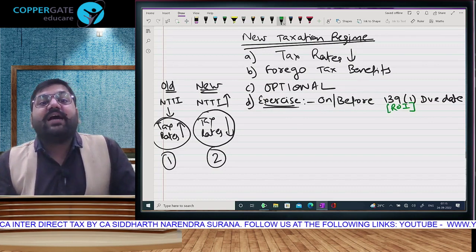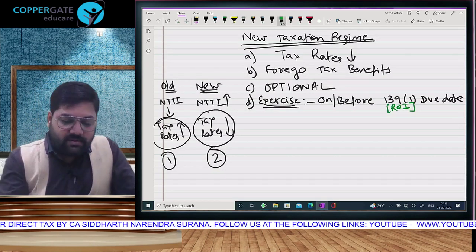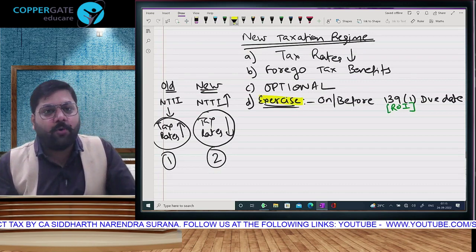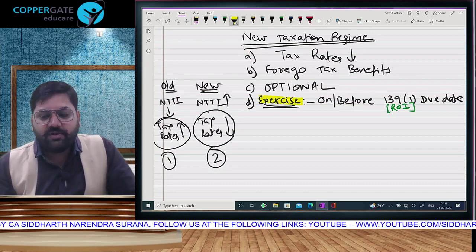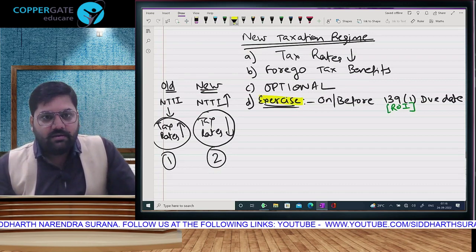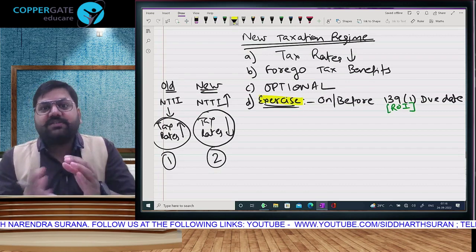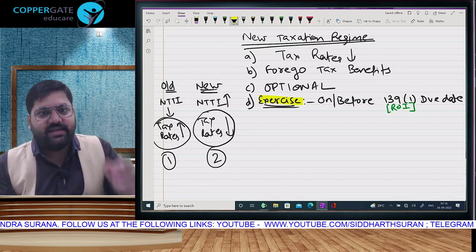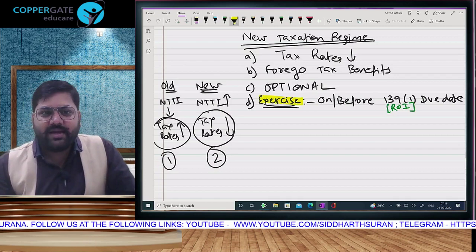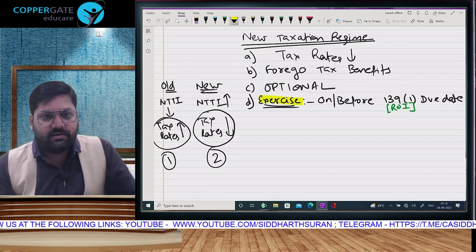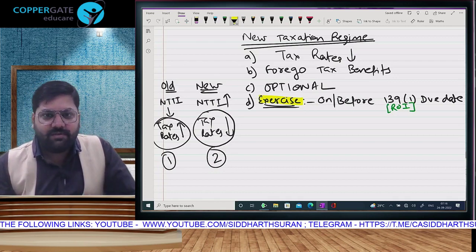You have to decide that you are taking the new regime. Taking the new regime means exercising your option on or before the due date of return filing. Once your previous year gets over, your assessment year starts. In the assessment year, you have to communicate your total income and tax to the AO by filing an income tax return. There are 3 due dates which come every year.